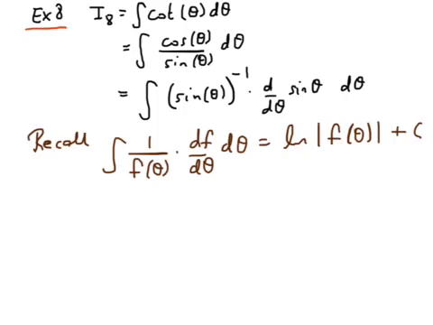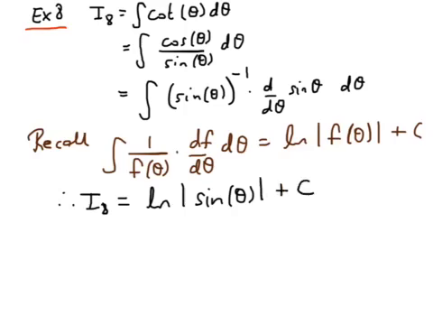So therefore our integral I8 is equal to, our function f is the sine function, so we have the logarithm of the modulus of the sine function plus an integration constant. And again, this is a result that we can and should check by differentiation.